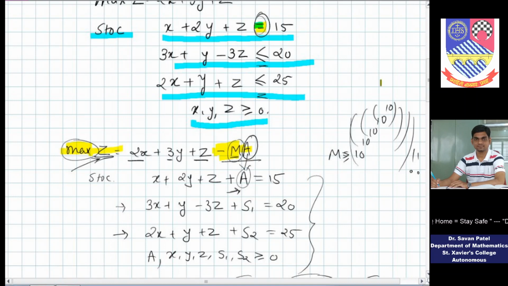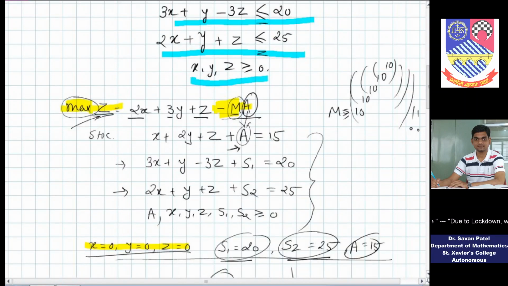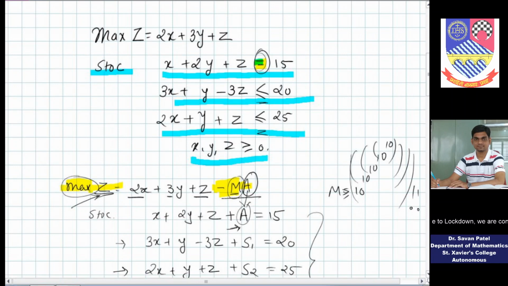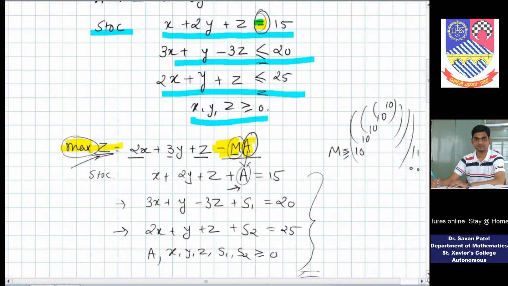When we are having greater than or equal to type of constraint, we will see in the next problem how to solve those types of problems. Again, in that also we will introduce an artificial variable, but how to deal with that we will see in the next problem.